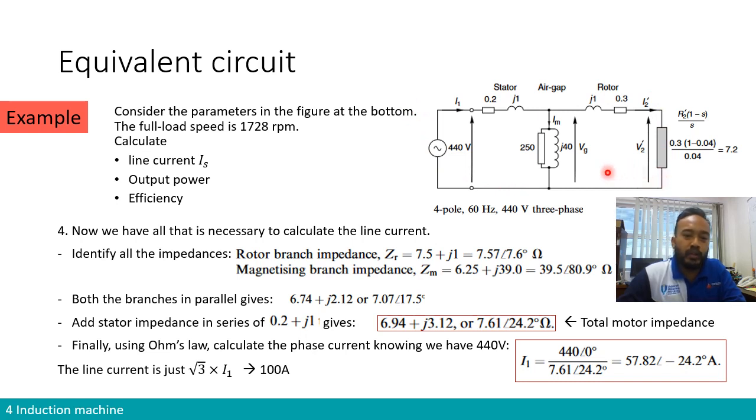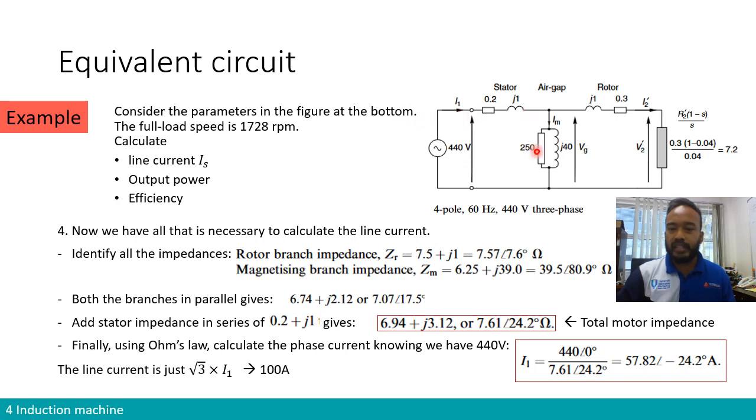The circuit analysis is basically just an application of Ohm's law. Remember, the objective is to find the phase current I1, and finally multiply it by square root of 3 to get the line current.